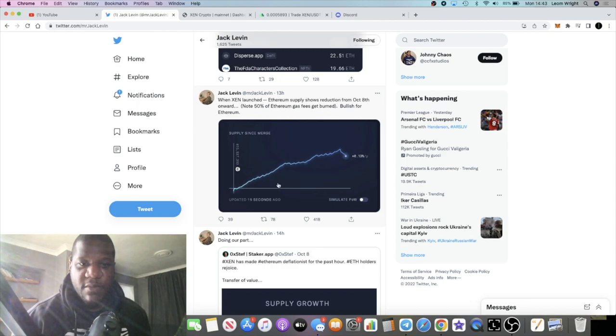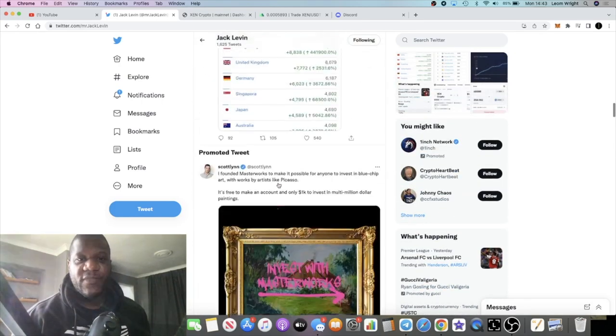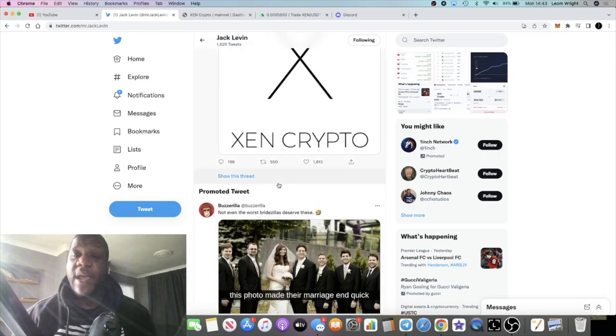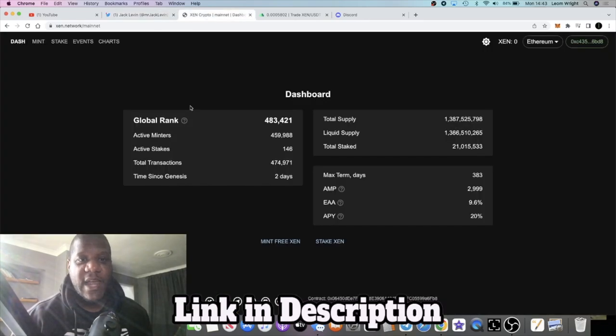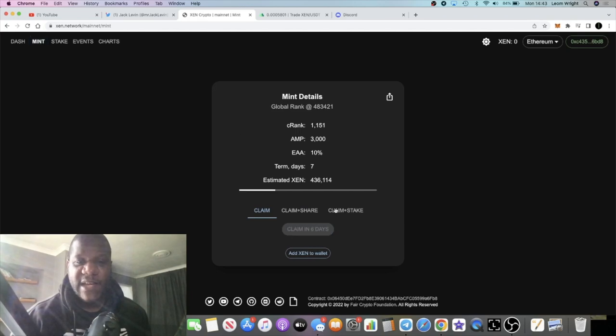Bullish for Ethereum. Okay, so if you didn't know that, when you mint XEN, it helps Ethereum because 50% of the gas fees that you use to mint get burned. If you go on the main website, it's got staking. You can stake for 20% APY. So when you claim, you can claim and stake, or you can just claim it liquid, and then, Bob's your uncle. You're making gains from a free mint and gains upon gains.